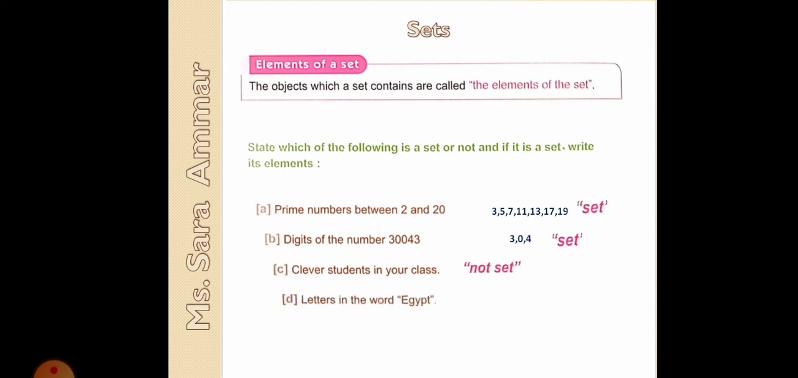Letters in the word Egypt. Which letters do we use to write the word Egypt? As you can see, we have E, G, Y, P, and T. So these are the elements of the set of the letters of the word Egypt.